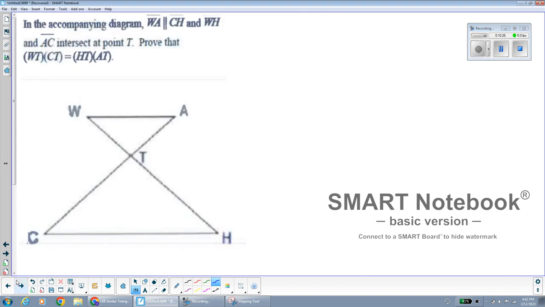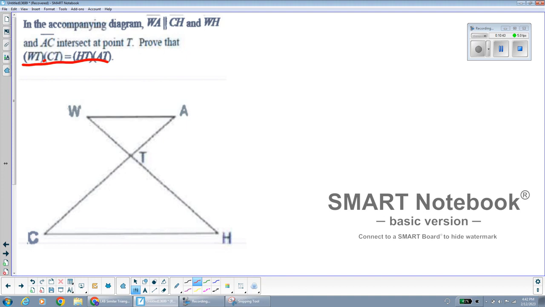Okay, now we're going to prove a product. So a product is one more step after proving a proportion. So same steps so far, we're going to prove the triangles similar, then we're going to prove a proportion, and then after we prove a proportion, we can then prove a product.